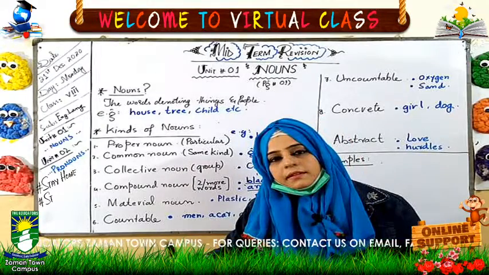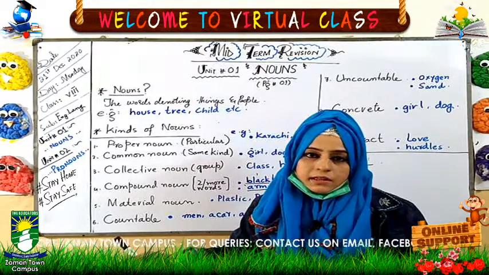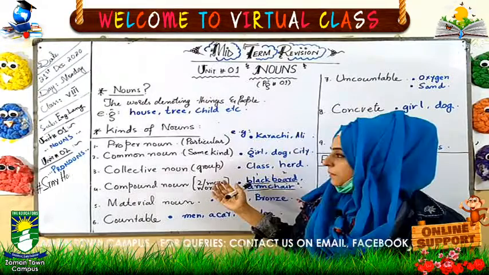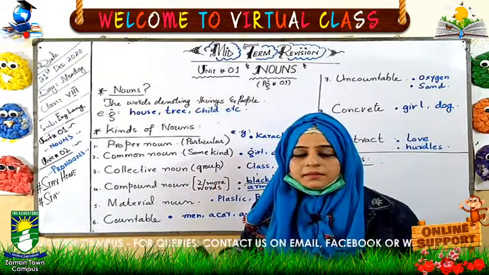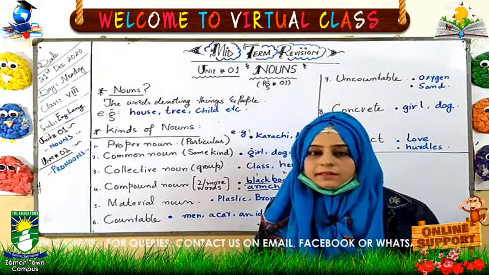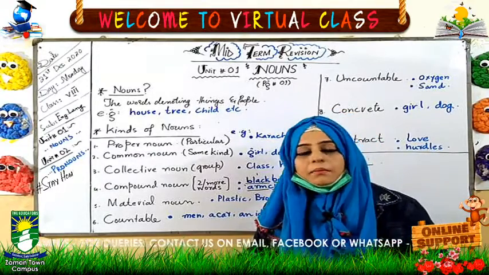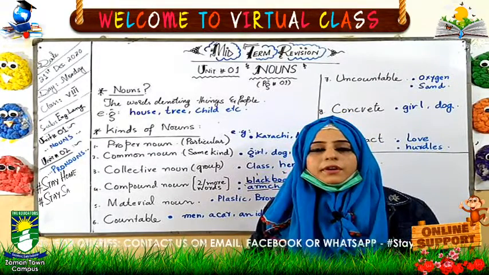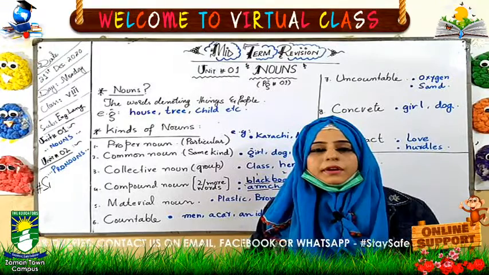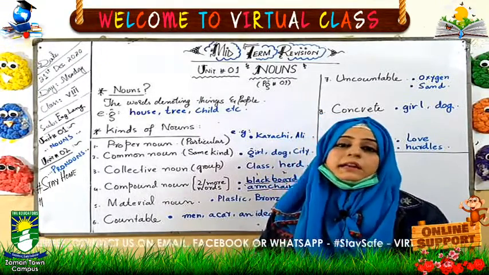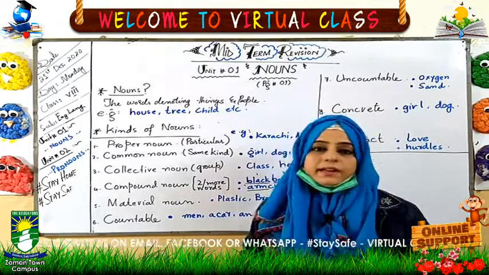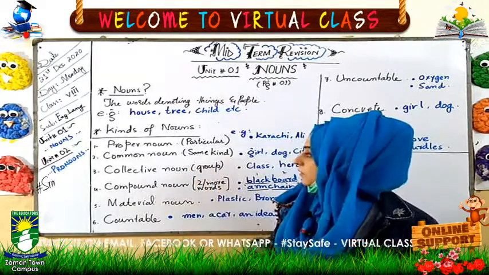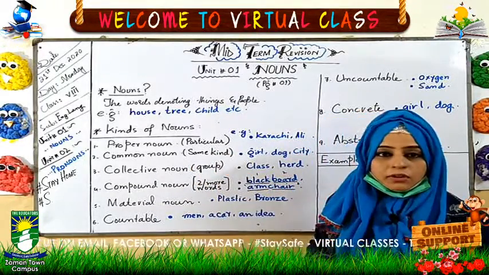Now we have multiple kinds of noun. It cannot be found over just the singular thing; it can be multiple, it can be common, it can be proper. According to their classification, we have divided nouns into different kinds. So let's have a look at the kinds of noun.